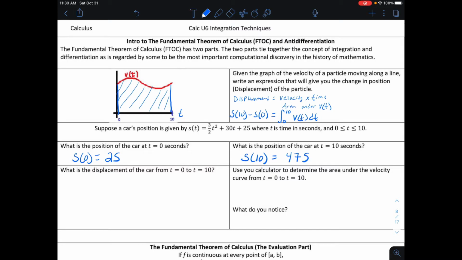So the overall displacement of the car from time is equal to 0 to time is equal to 10, what I would do is I would take my position at 10 and subtract my original position from it at 0. And so 475 minus 25 would be my displacement. So 450 is the difference from start to finish.